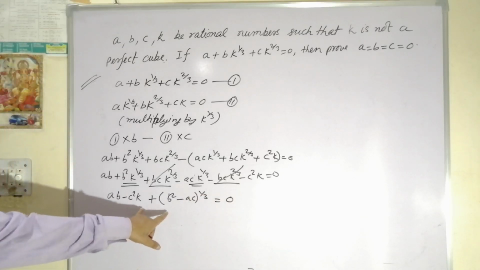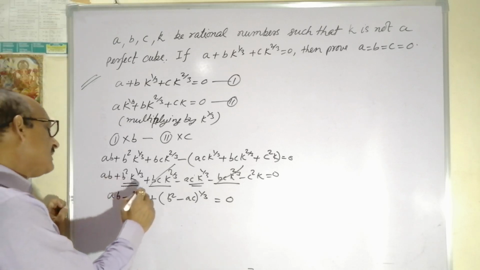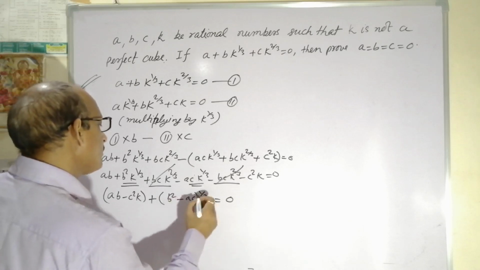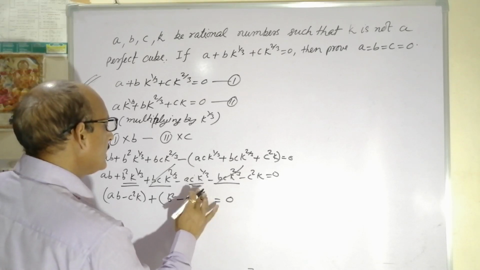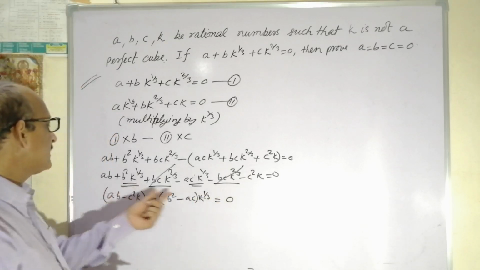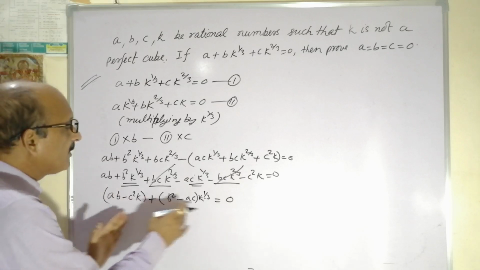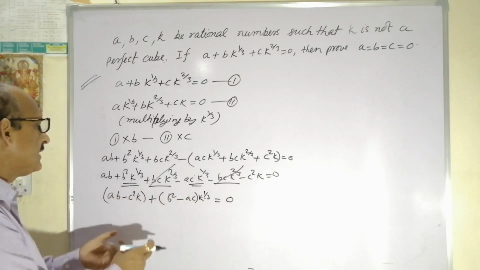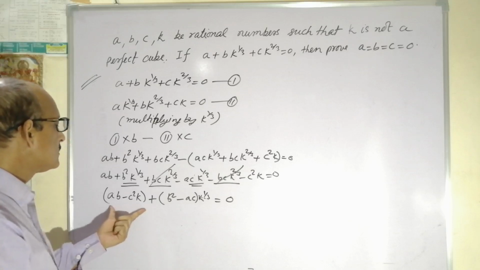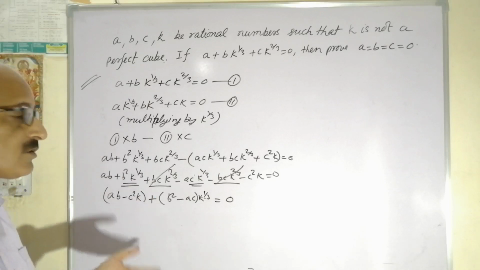Now students, we have to go logically. Let this be one part and this be another part, into K to the power 1 by 3. K to the power 1 by 3 was taken common out of it. Let's see. If the sum of two numbers is equal to 0, then definitely this is 0 and this is 0.